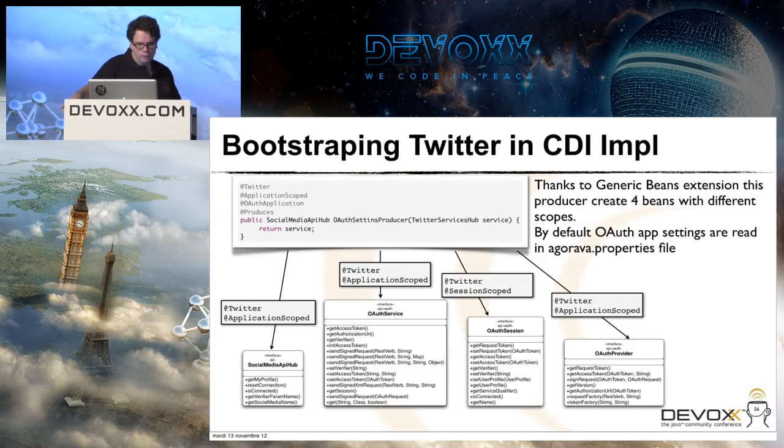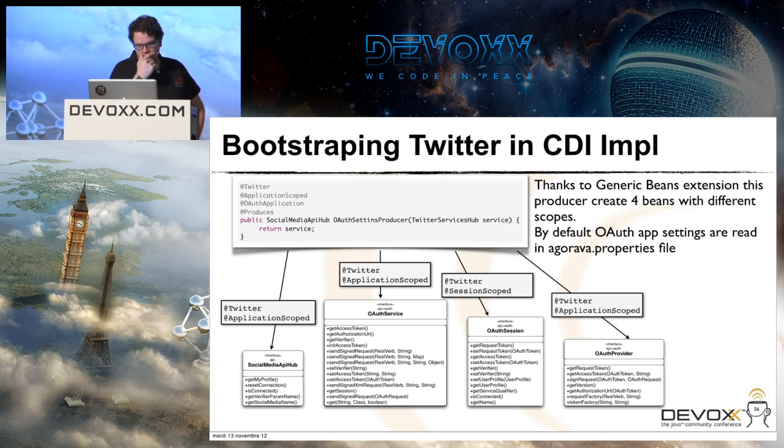So, in Agorava, today, how do we bootstrap a configuration? There will be a lot of CDI stuff in the following code. I hope everyone is comfortable with it. If you have questions, don't hesitate.